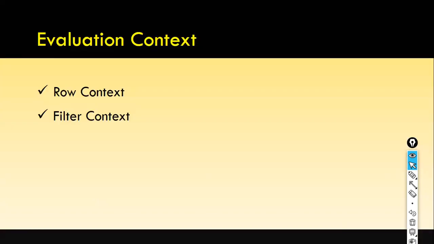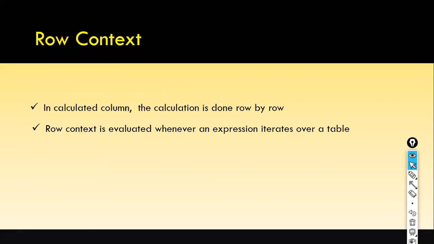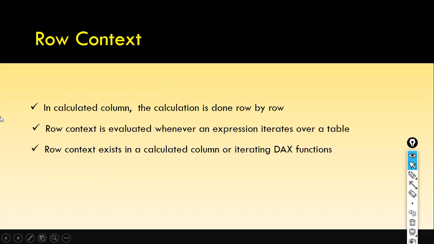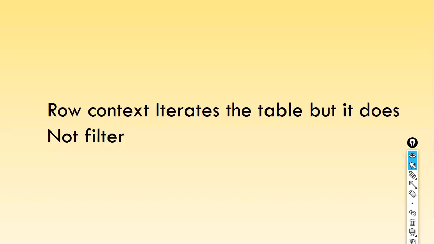There are three types of evaluation context. One is row context, the next one is filter context. What is row context? Whenever you create any calculated column, the calculation is done row by row. Row context is evaluated whenever an expression iterates over a table. You can even use an iterative function to enable the row context. Row context exists in a calculated column or an iterating DAX function. And the row context does not propagate through relationships automatically. Row context iterates the table, but it does not do filtering.